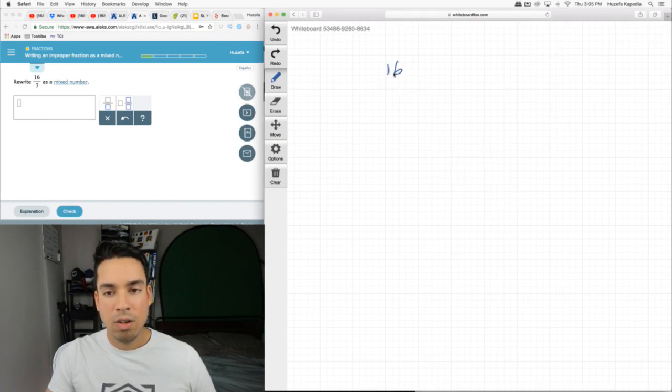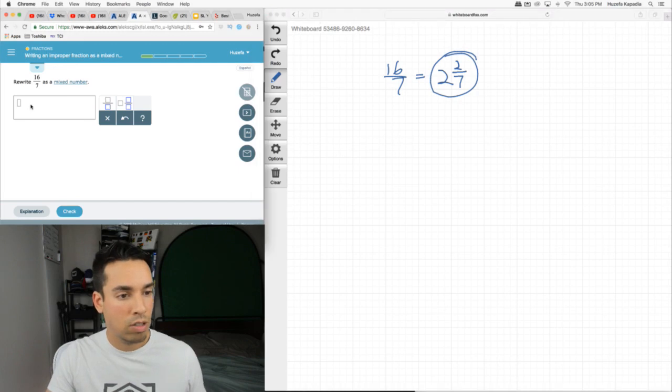Rewrite 16 over 7 as a mixed number. How many 7s can we pull out of 16? We can pull out 1 and 2, which is 14. So we can pull 14 out. 14 out of 16, what's left? Well, we've got 2 left. 2 out of what? That original fraction, original denominator, 7. So this is 2 and 2/7ths.